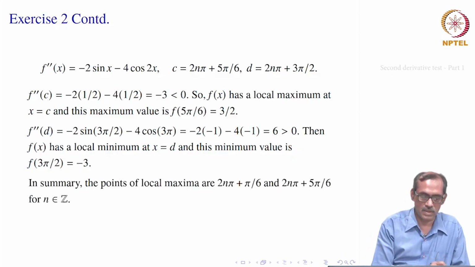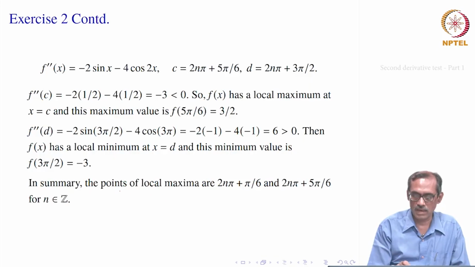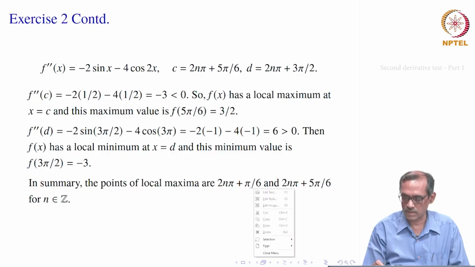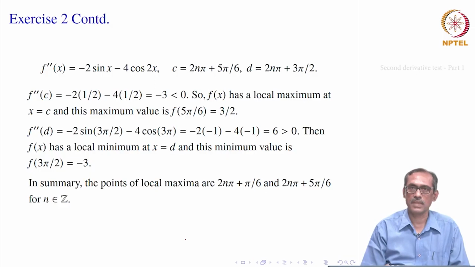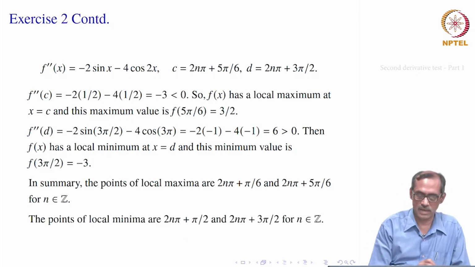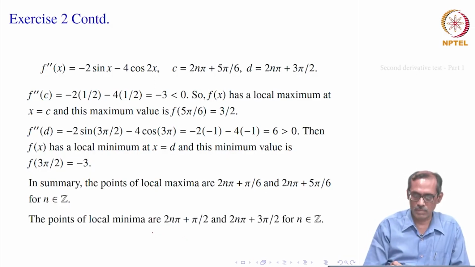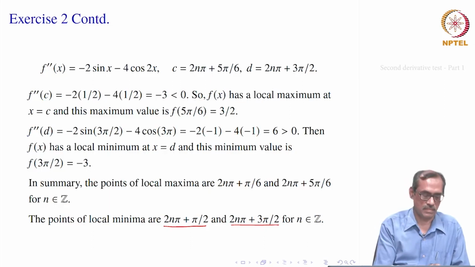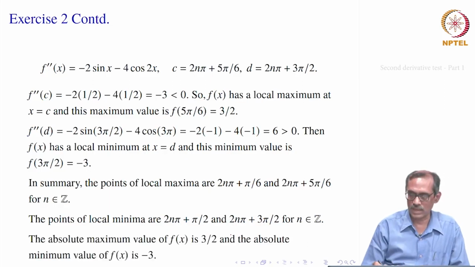So, taking care of all these things, what we get is that the points of local maxima are at 2nπ + π/6 and 2nπ + 5π/6 for any integer n. And what is the local minima? They happen at 2nπ + π/2 and 2nπ + 3π/2 for any integer n. And what are the values?